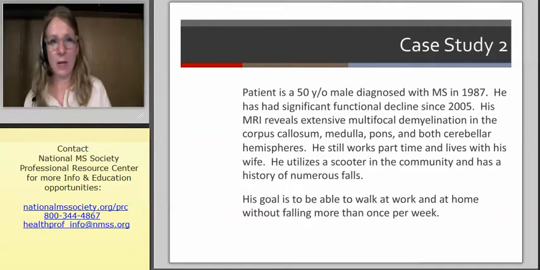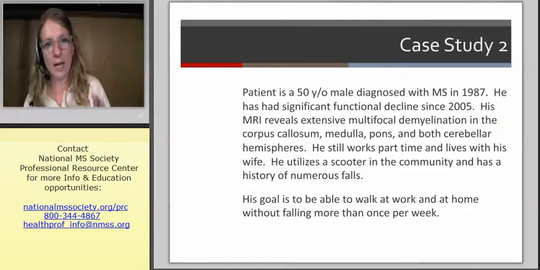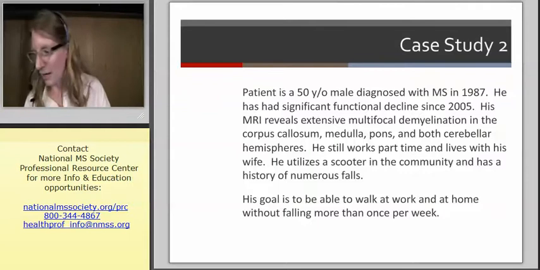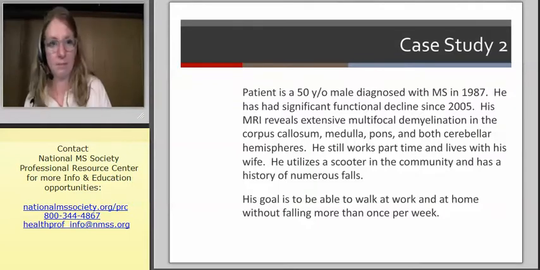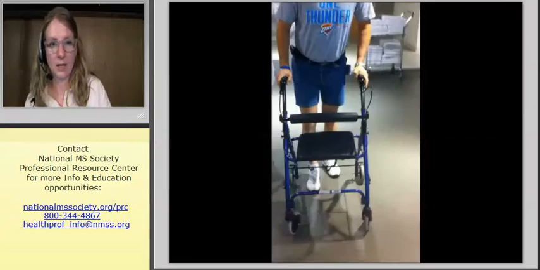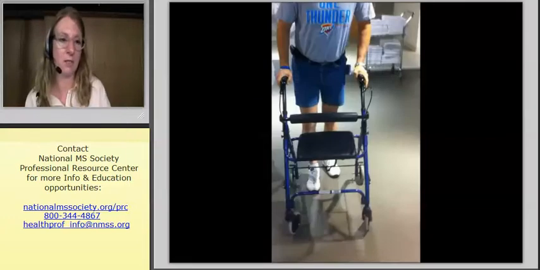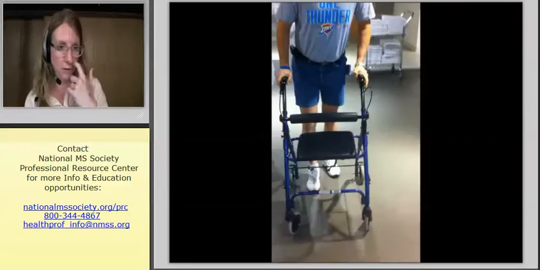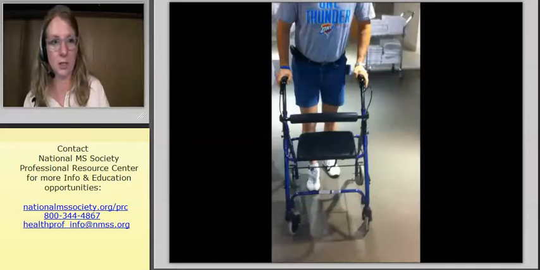Okay, last case study real quick. This is a 50-year-old gentleman. You can see he's had MS for a while. His goal is to be able to walk at work and at home without falling more than once per week. At this time, he's got lesions everywhere, lives with his wife, and he falls at least once a day. So here we go. I have 2 videos of this gentleman, so we'll watch both of them, and please post questions.